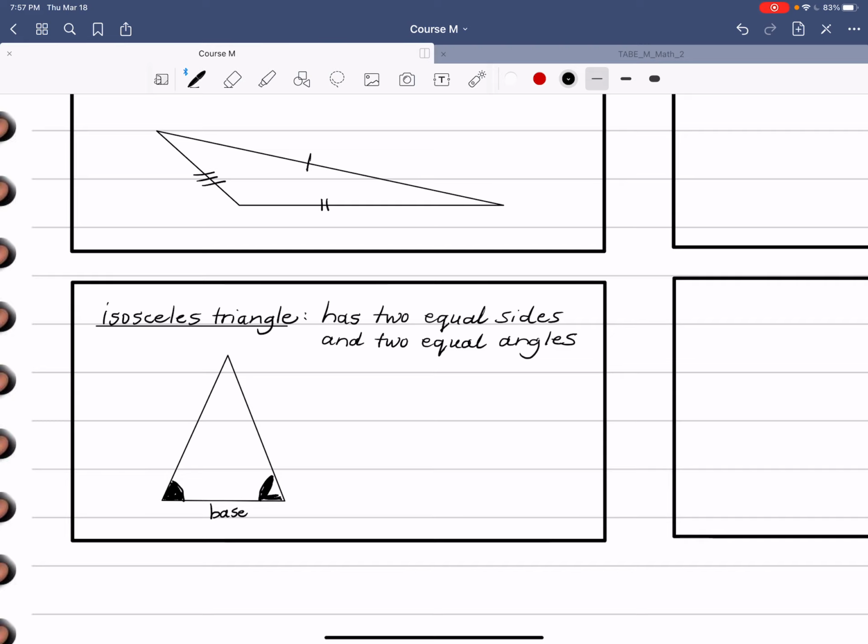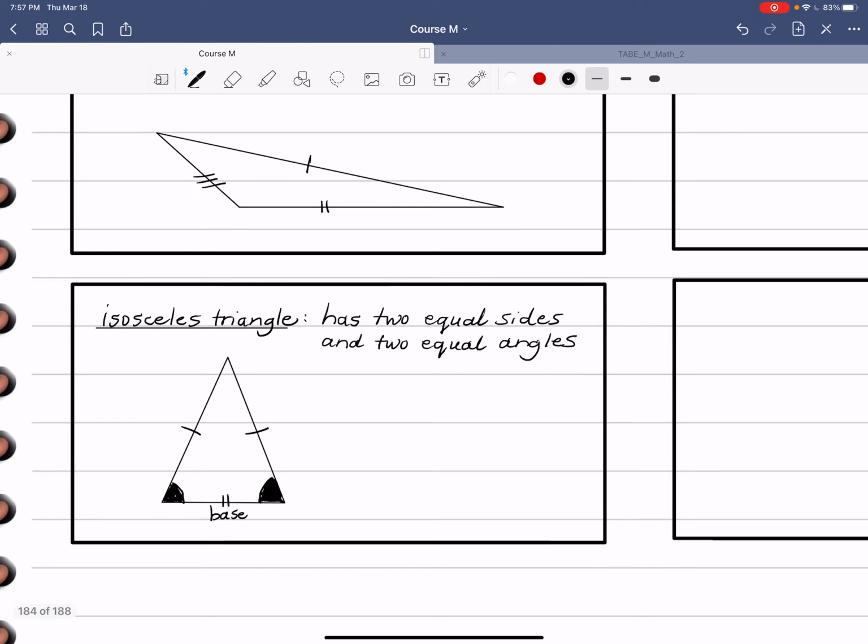So that means that the sides attached to them are equal. So this side and this side are equal. This one is not equal. This is called the vertex angle. The vertex is up here, this point. This is the vertex angle. Base angles are the 2 equal angles.